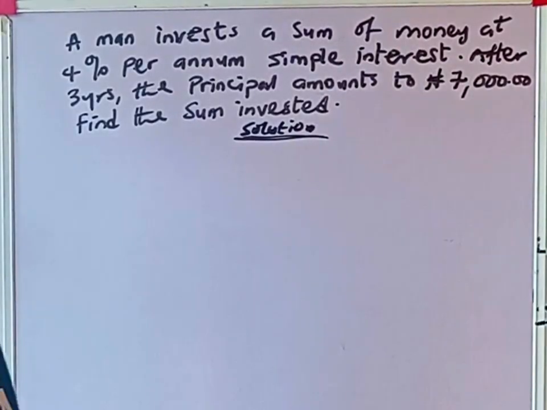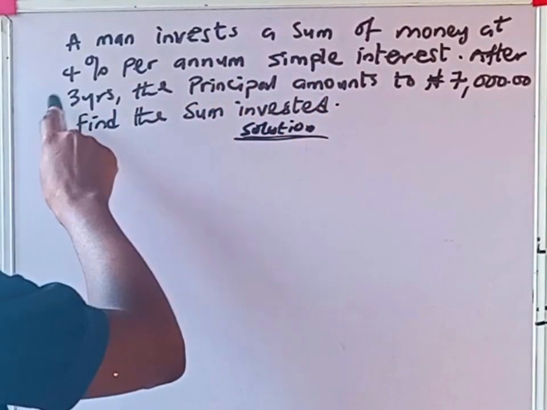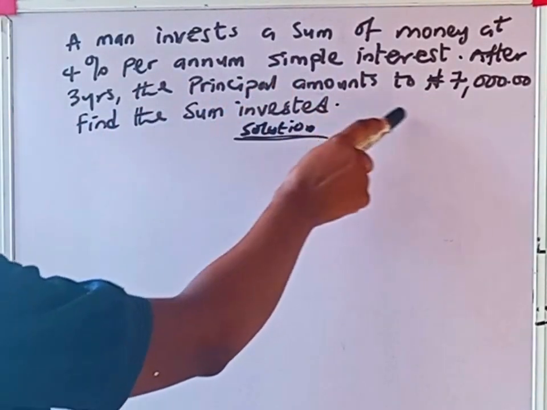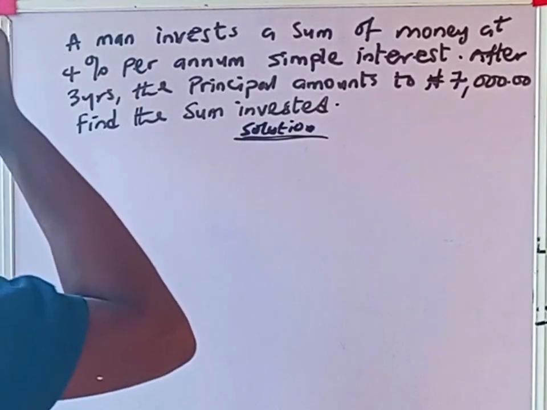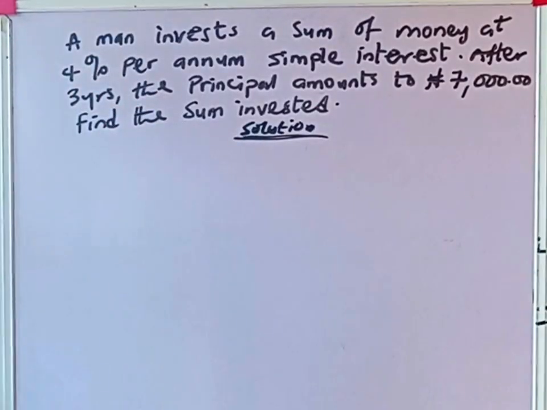We have a question on the board. A man invests a sum of money at 4% per annum simple interest. After 3 years, the principal amounts to 7,000 naira. Find the sum invested. If you are given a question like this, you are looking for the sum invested.